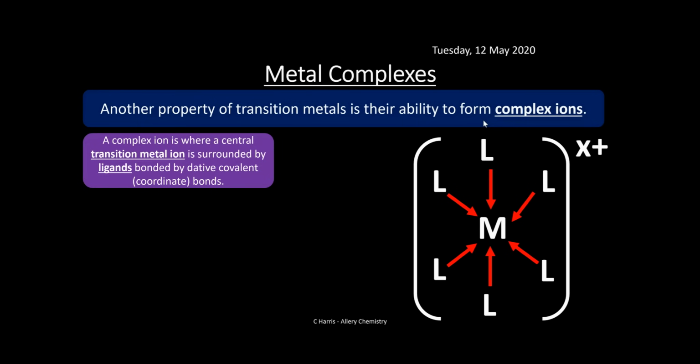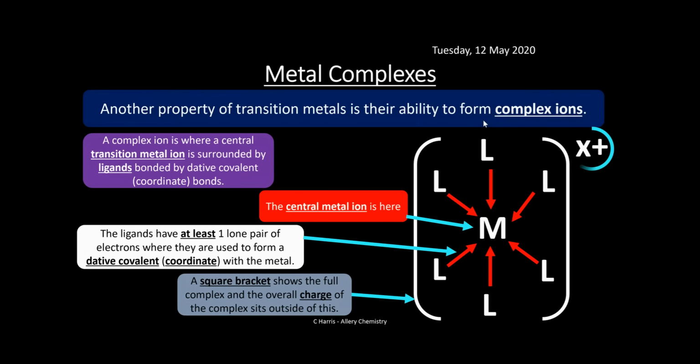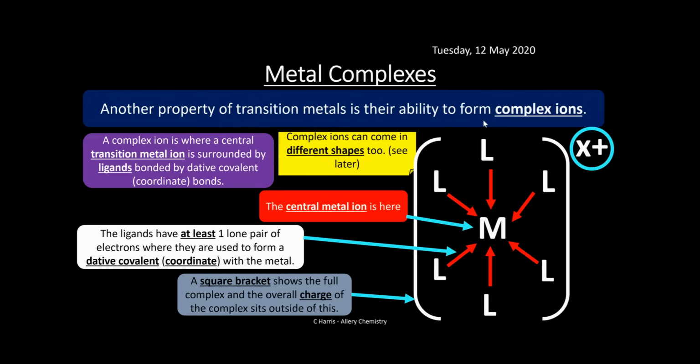Basically, we have this structure here on the right. We have a central metal ion in the middle, as you can see. We have ligands that surround it. Ligands have at least one lone pair of electrons, and these are used to form a dative covalent or coordinate bond with the metal ion in the middle. We have square brackets as well, and the square brackets show the full complex, and the overall charge of the complex sits outside of it, as you can see in the top right. The complex ions can come in different shapes as well, and we'll have a look at them later. Okay.